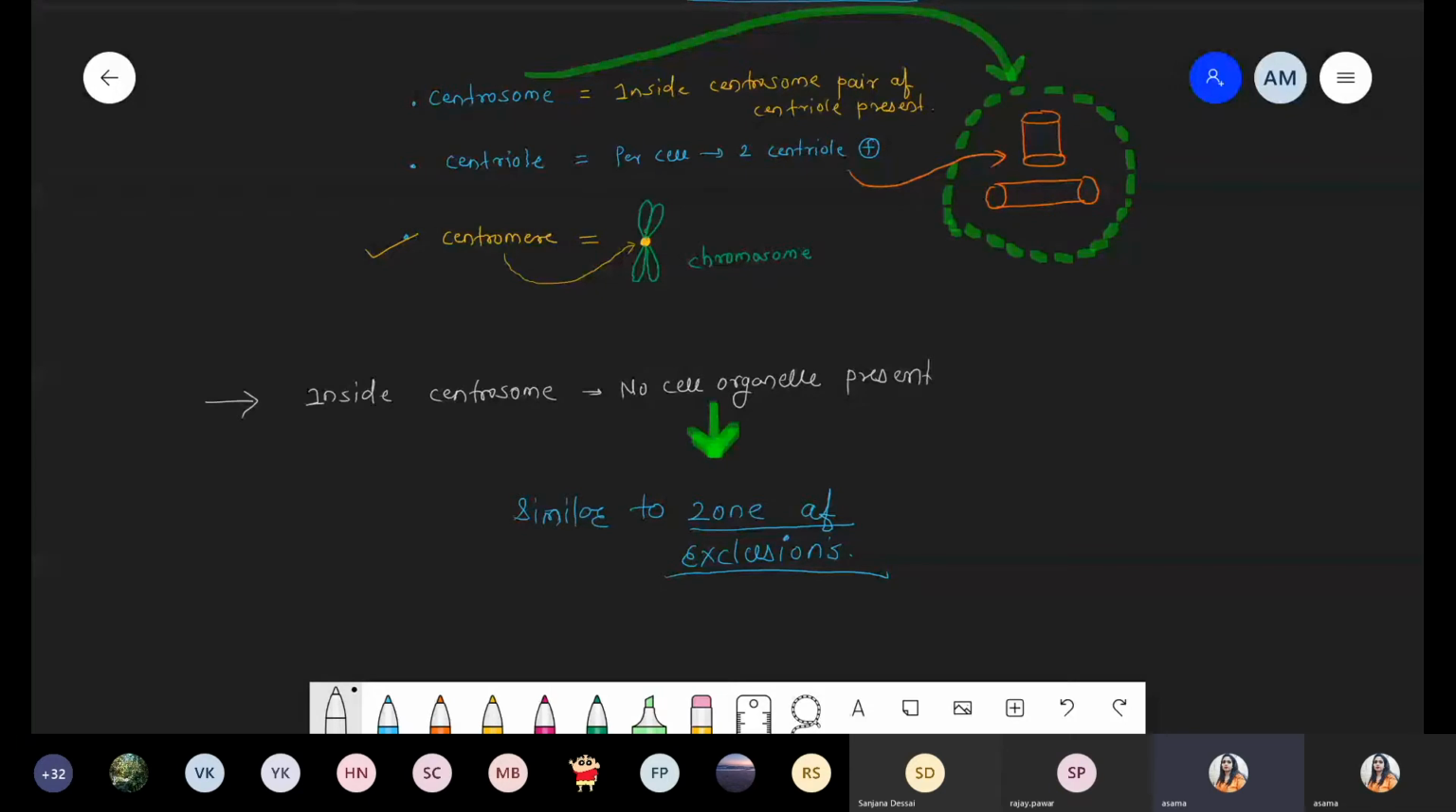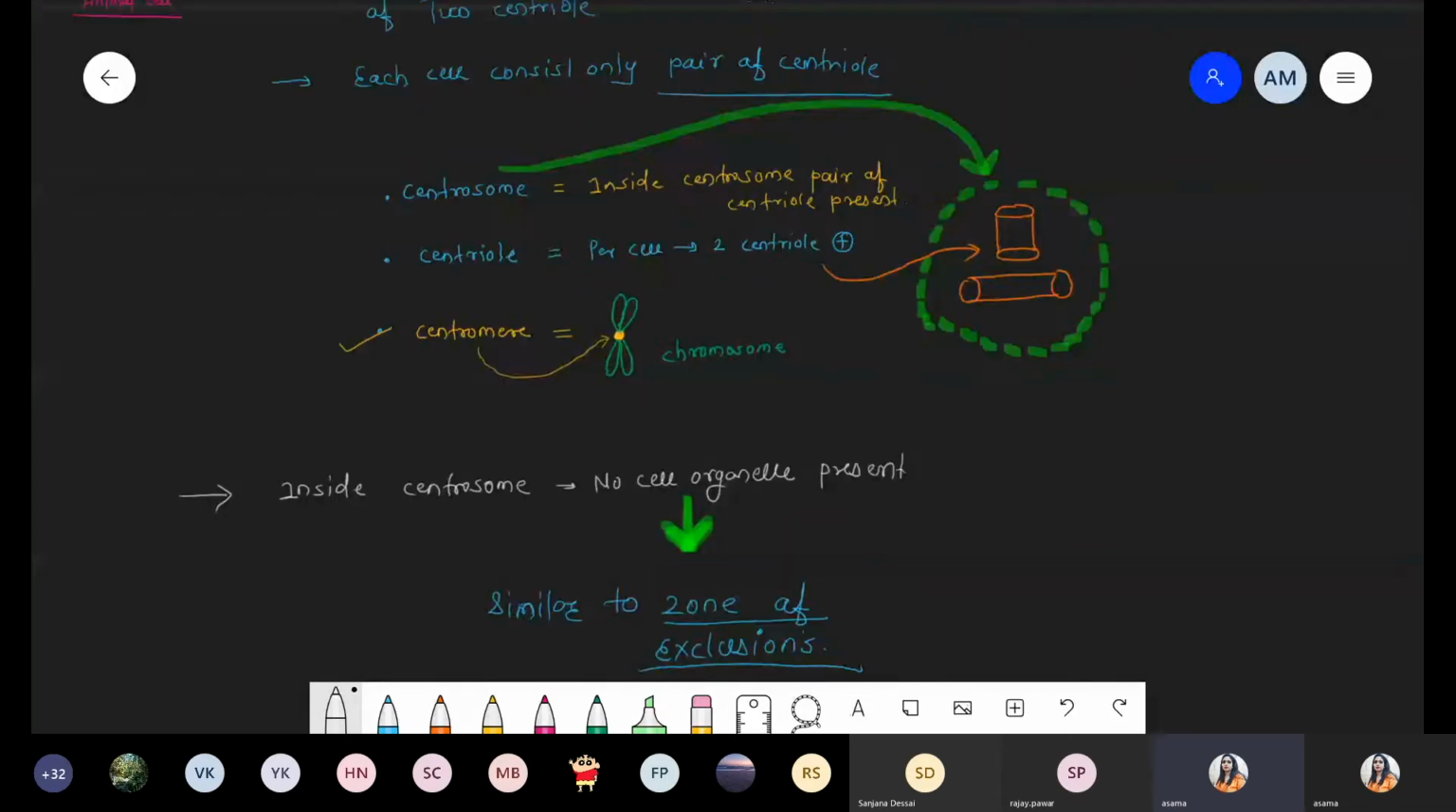We discussed that whenever we are talking about the centriole or centrosome, both are membrane-less structures made up of microtubules. In higher plants, they are totally absent. Even in bacteria, they are absent. They are present in animals, in algae, which is an example of lower plants, and also in fungi.